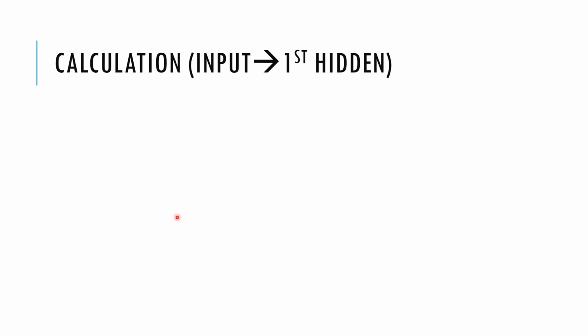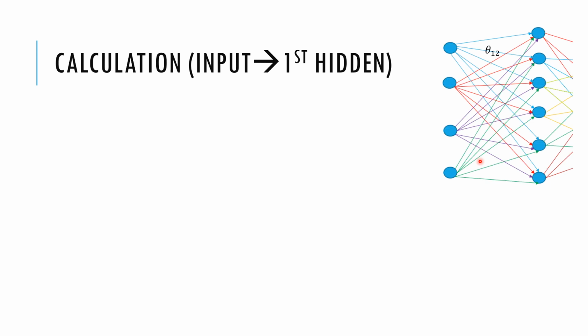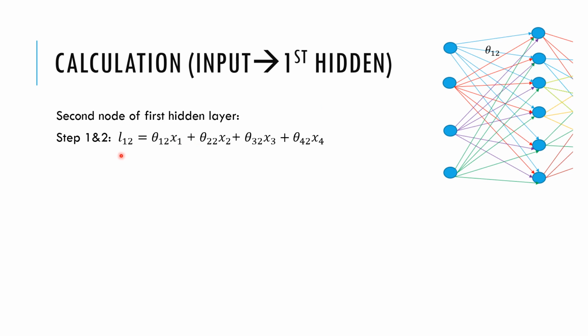Let's look at the input layer and first hidden layer. We continue with that, right? As we saw for this node, now we are looking at the second node here in the hidden layer. So what are the calculations? It's similar to how we did for the first node. Again, we multiply each of these values with their respective weight corresponding to this node.